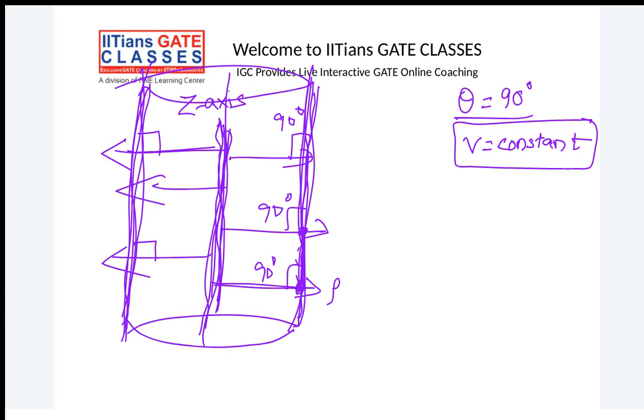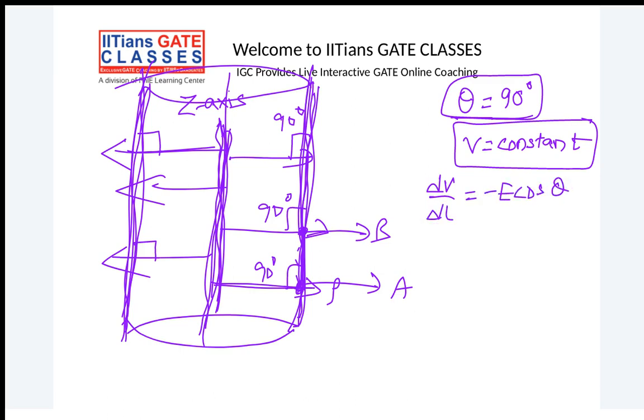Suppose this is point A and this is point B. In one case, you can say that since you are moving perpendicular to the electric field, whatever the condition, I have written dV by dL equal to minus E cos theta, right? Since theta is 90, dV by dL has become 0. That means there is no change in the potential when you move from point A to point B, because it is always at a 90 degree angle. Can you tell me in another way why the potential is not changing?